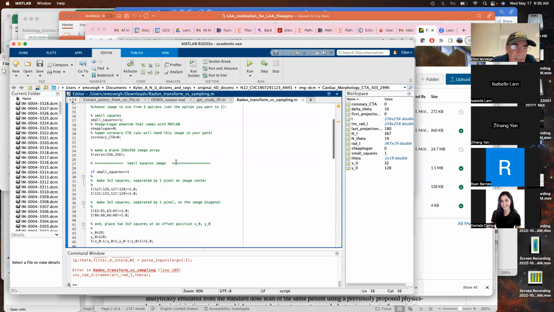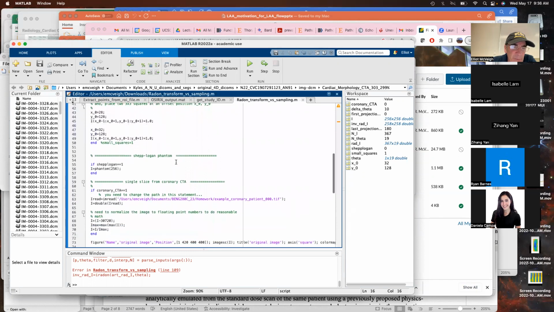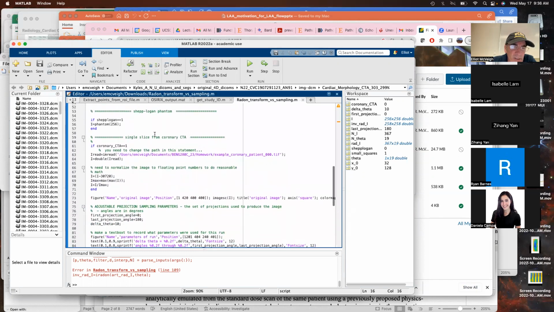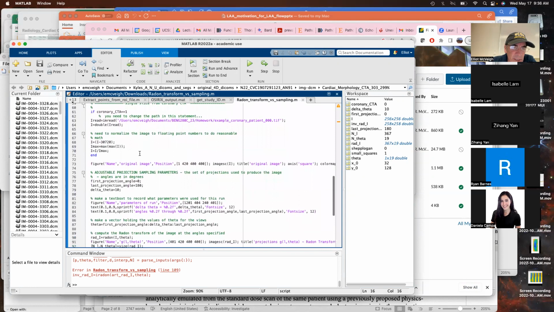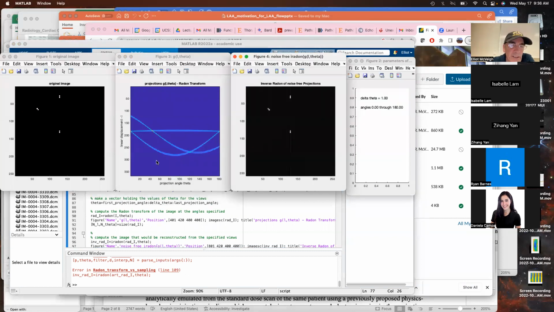So we can examine what happens when you change that sampling. This is all just loading in different pictures. And then we come down here, this is the adjustable section that you can change. So we're going from 0 to 180. Instead of doing every 10 degrees, we'll do every 1 degree. So now we have 180 projections, and we'll just hit Command Return and run that again. We'll clear the old figures, and we have new figures now.